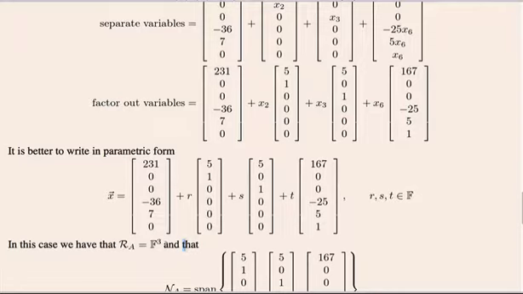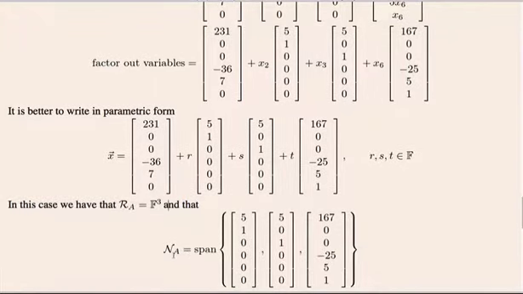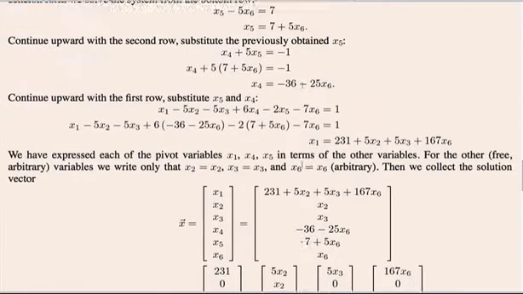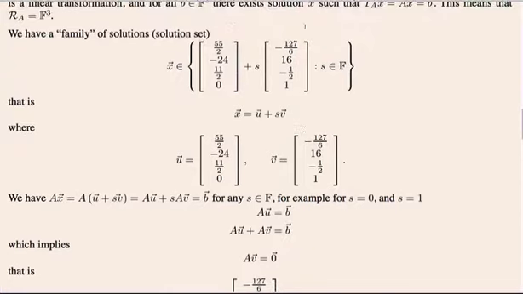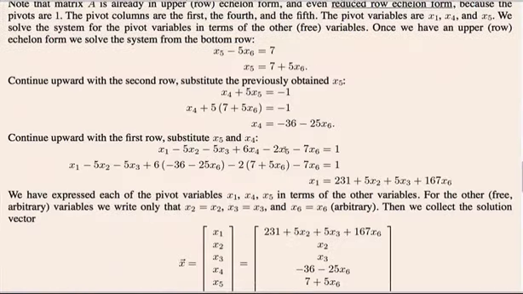So the range of A is the set of all 3 vectors, and the null space would be the linear combination of these 3 vectors. Now instead of one vector, like in the previous example, we now have 3 vectors.